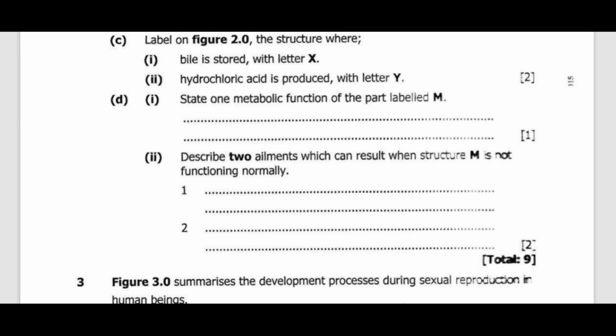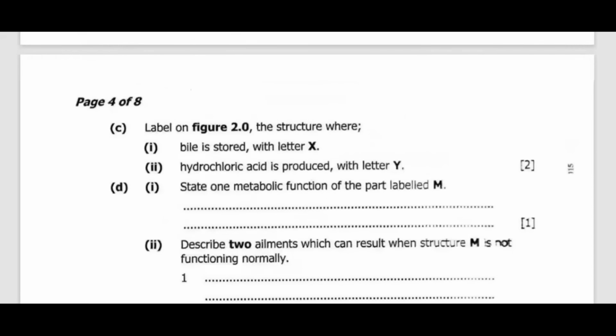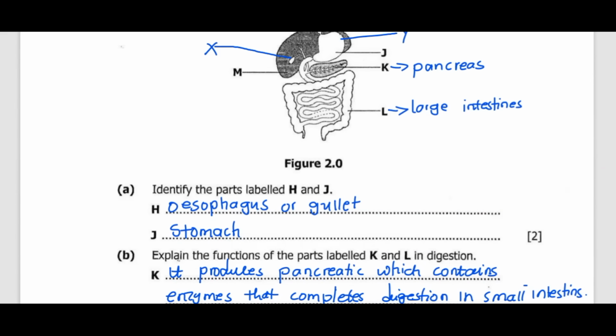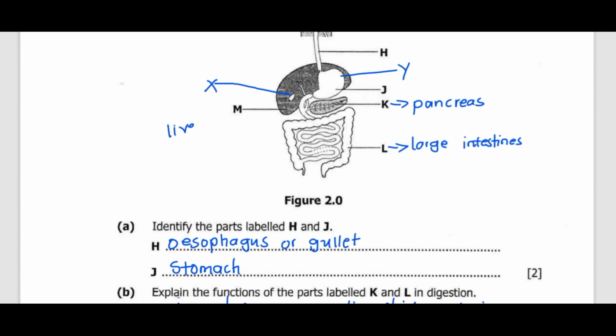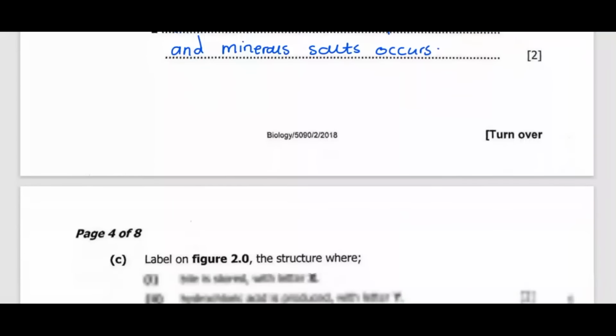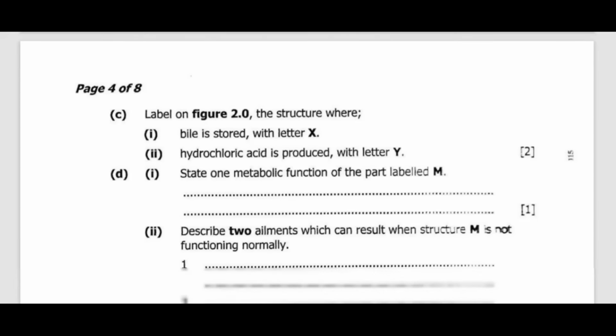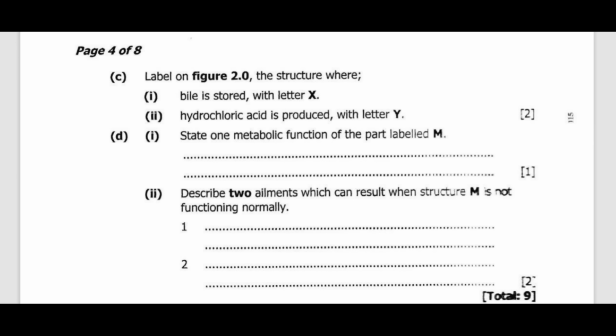Then D1, state one metabolic function of the part labeled M. From this figure, we can tell that the part labeled M is the liver. So we are dealing with the liver. The liver has so many functions. From the functions that we know, we are just required to give one function that we are able to remember. So the functions of the liver include that it breaks down and stores poisonous substances.